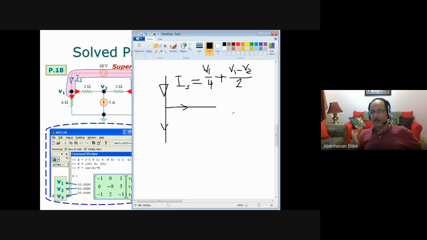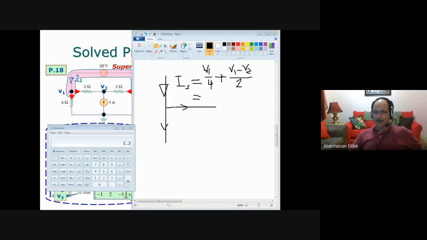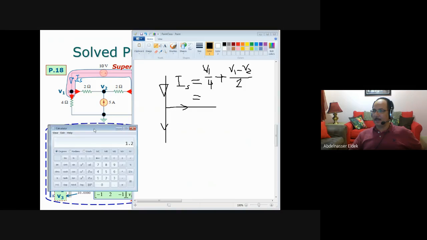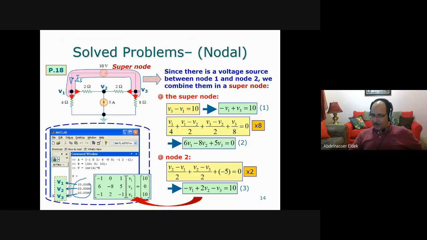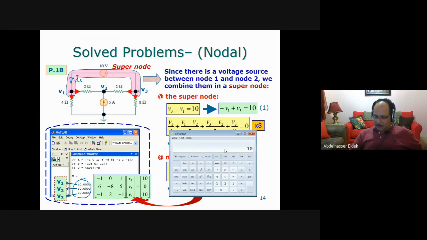You calculate it. You know now what V1, V2, and V3 are. We have them already here. So let's see if we calculate this, what's the value. For example, V1 divided by 4. V1 is 10, given here. So look at the values here: V1, V2, V3. V1 is 10. 10 divided by 4 equals 2.5. So this is 2.5.